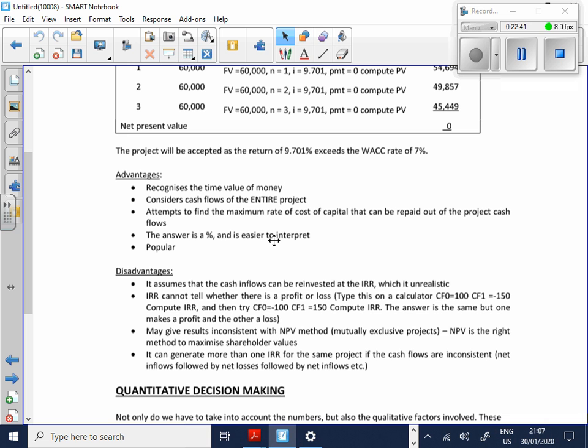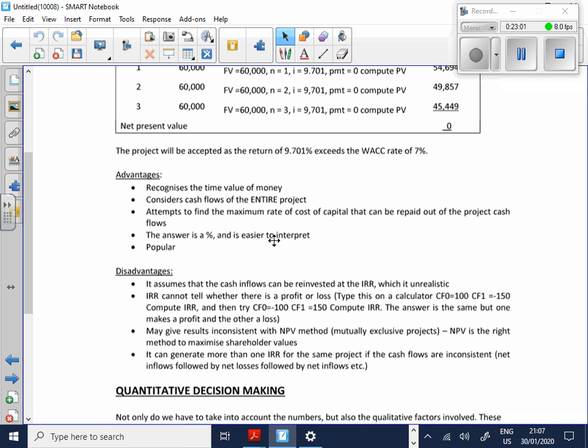So in practice, please try not to do IRR, because it will give you a percent, but it'll give you either a percentage profit or a percentage loss. And you're not going to know whether it's a profit or a loss, because your calculator doesn't do that for you. Is that all right? So I would veer away from it in practice.